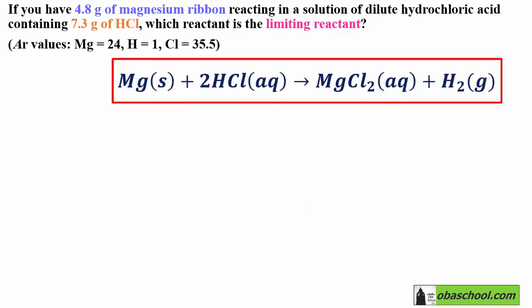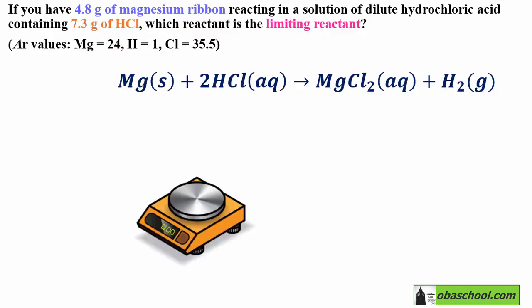Here we have the balanced chemical equation. So in order to determine which reactant is the limiting reactant, you have to write the balanced chemical equation. Mg, which is solid, will react with 2HCl aqueous to produce MgCl2, which is aqueous, and hydrogen gas, H2. So this is the chemical equation. Let's now write the masses of the reactants. So the mass of magnesium is equal to 4.80 grams, whereas that of HCl is 7.3.